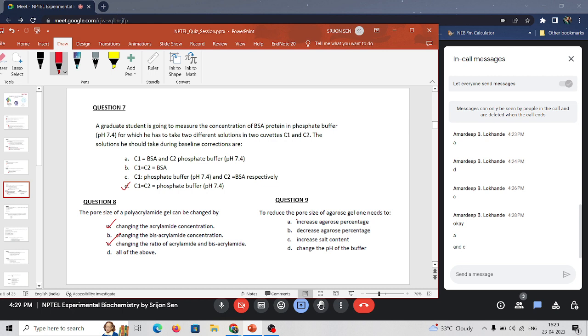Okay, to reduce the pore size of agarose gel, one needs to. What do you need to do to reduce the pore size of the agarose gel? Yes, we need to increase the agarose percentage. So that will actually reduce the pore size of the agarose gel.